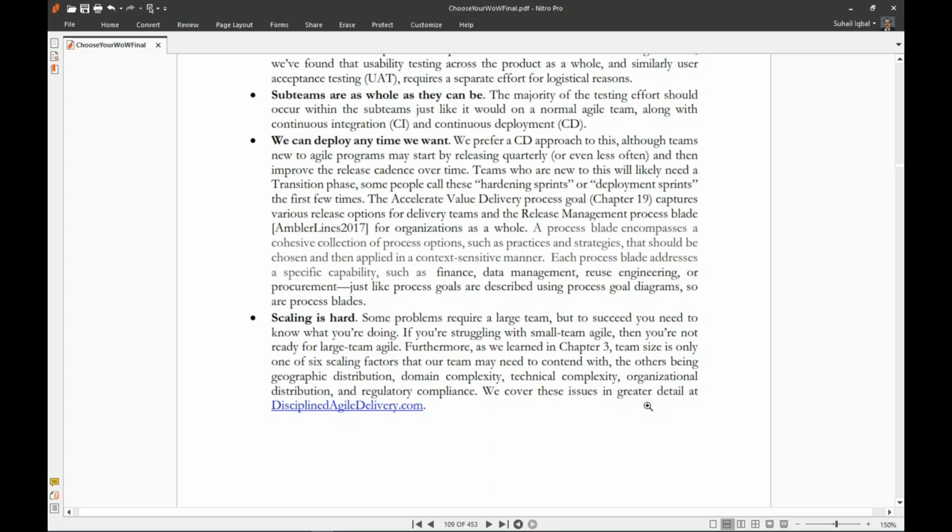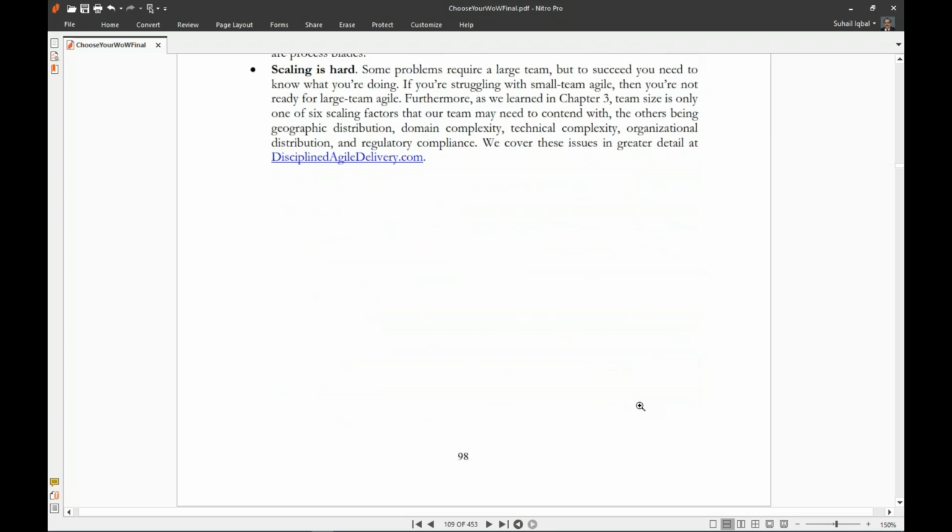Scaling is hard. Some problems require a large team, but to succeed, you need to know what you are doing. If you are struggling with a small team agile, then you are not ready for large team agile. Furthermore, as we learned in chapter 3, team size is only one of six scaling factors that your team may need to contend with, the others being geographic distribution, domain complexity, technical complexity, organizational distribution, and regulatory compliance. We cover these issues in greater detail in Disciplined Agile Delivery.